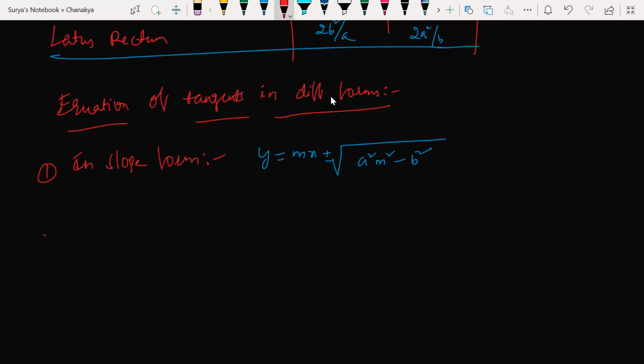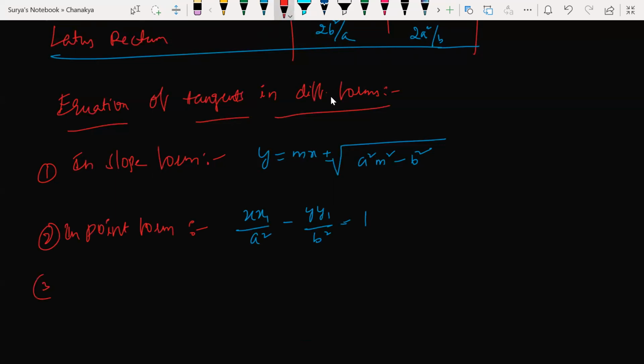If I talk about point form, what would it be? Point form would be x x1 by a square minus y y1 by b square is equal to 1. Okay, here it is minus, that's it.